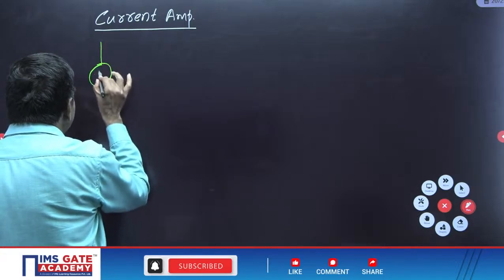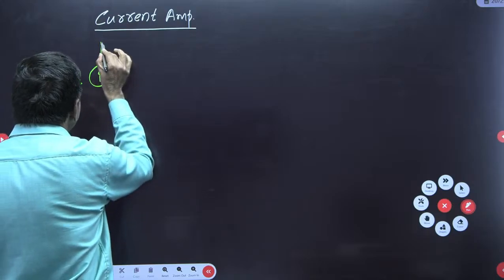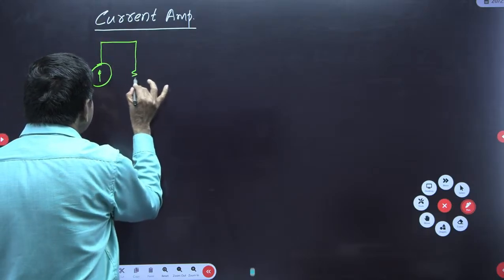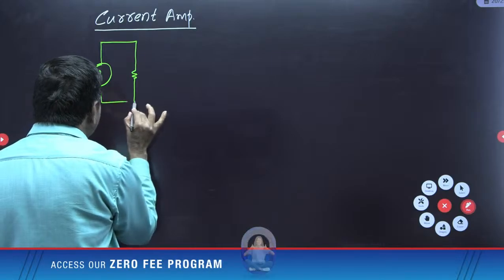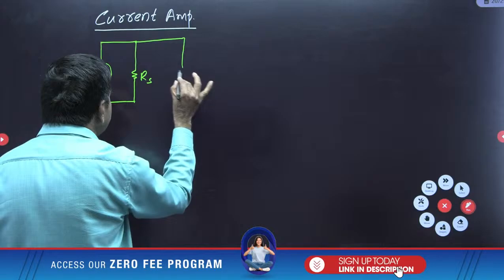I can draw it like this. You will have the current source IS. These model questions are asked in the GATE. It must be connected in parallel across the nodes. This is RS. The resistance is to be taken as RI.